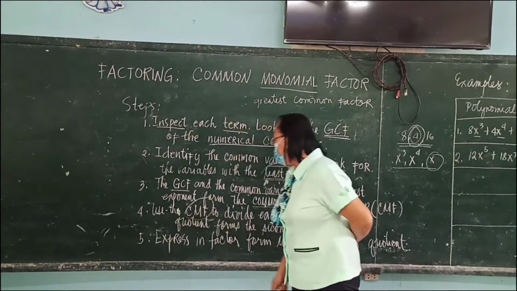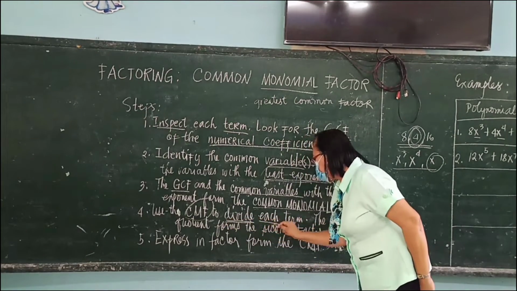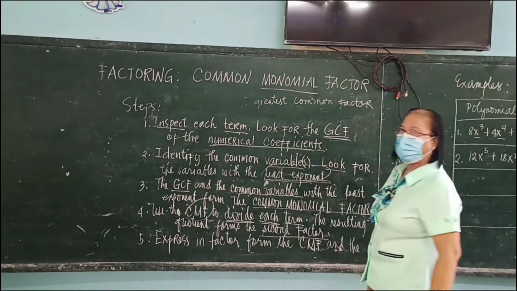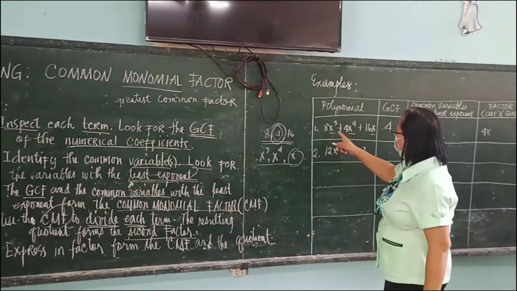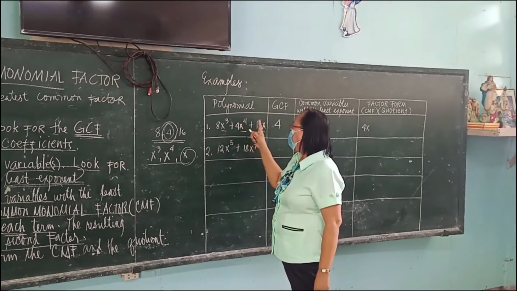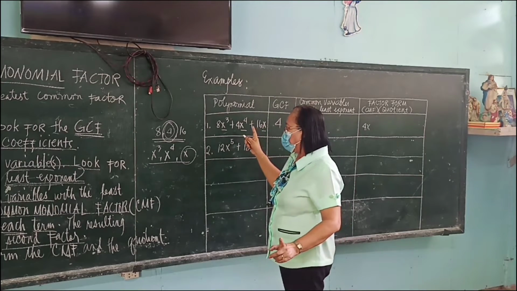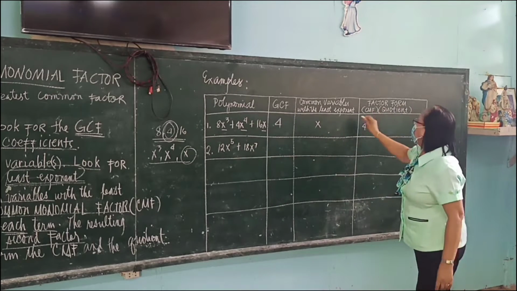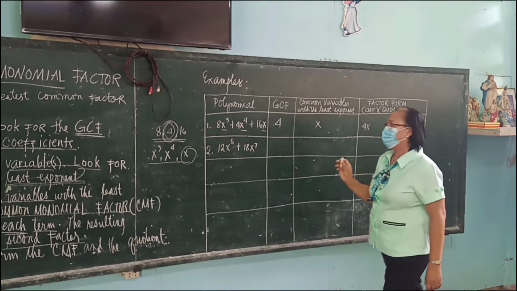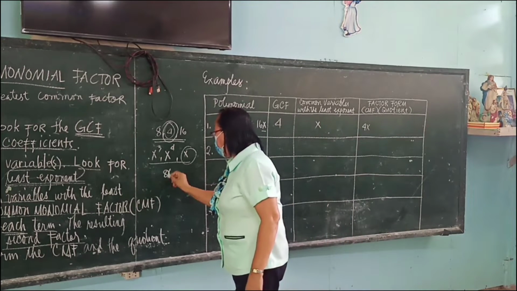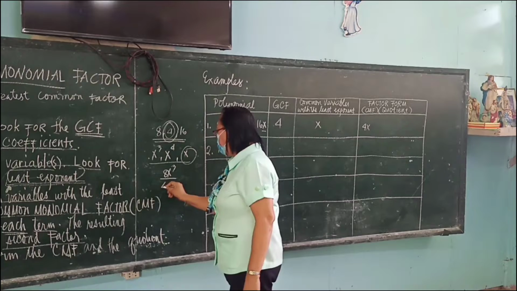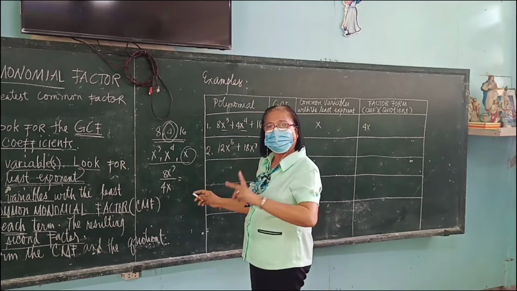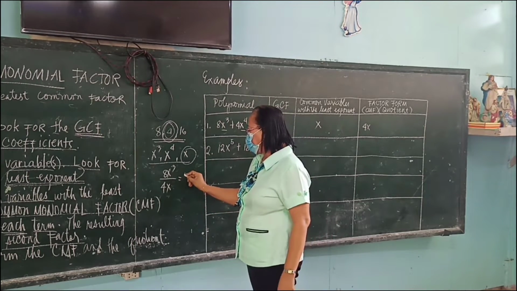Next is step number 4. Use the common monomial factor to divide each term. The resulting quotient forms the second factor. So we will have to divide each term by our common monomial factor. This is the first term, this is the second term, and this is the last term. We have 8x to the power of 3 divided by 4x. 8 divided by 4 is equal to 2.